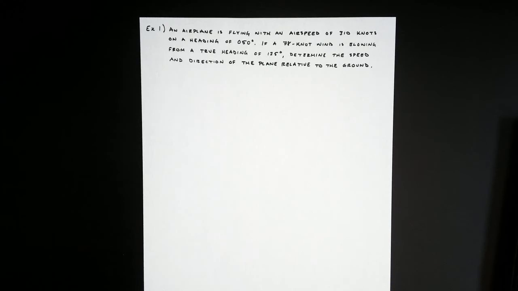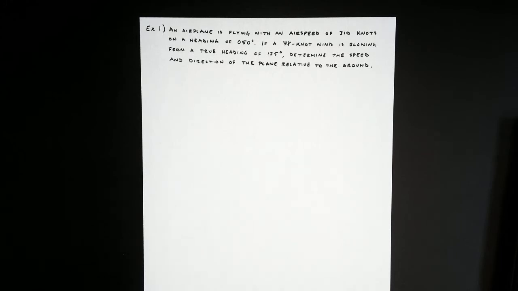We have an airplane. It's flying at an airspeed of 310 knots on a heading of 50 degrees. So those two pieces of information together, we have a speed, we have a direction. Combining that, we can represent that with a vector. We also have a 78 knot wind from a true heading of 125 degrees. Again, a speed and a direction, putting those together, that is another vector. Determine the speed and direction of the plane relative to the ground.